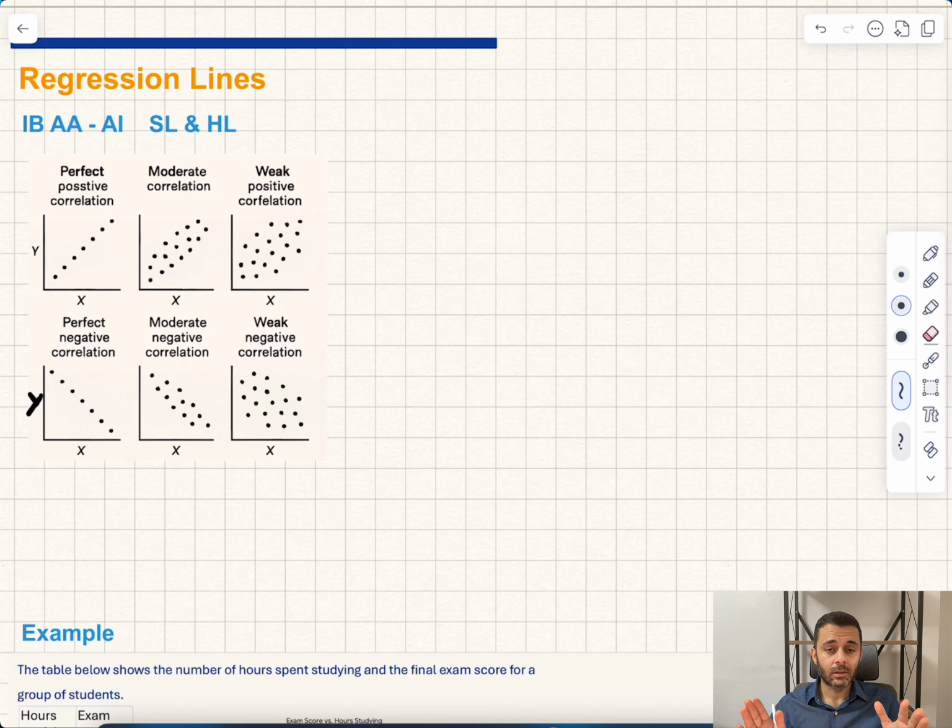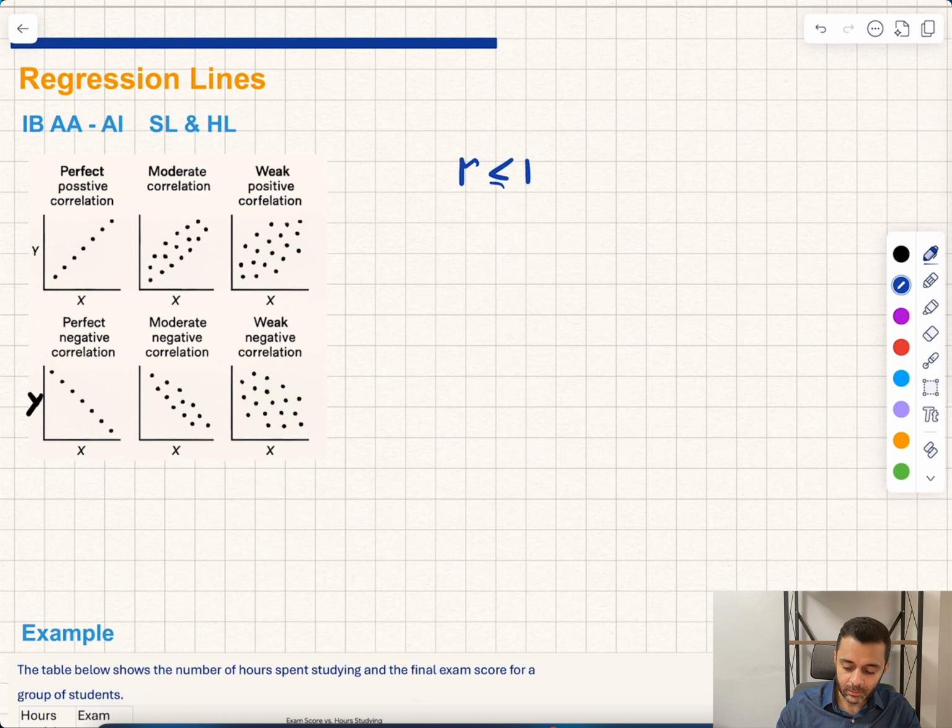So how do we know if the correlation is strong or weak if we don't have these graphs or diagrams, or if we don't want to depend on our judgment of whether this is weak or not? Of course, we have a measurement for that. It's called Pearson's correlation coefficient R. It measures the strength of linear correlation between two variables. It's always between 1 and -1. When R is positive, it means you have positive correlation. When R is negative, you have negative correlation.